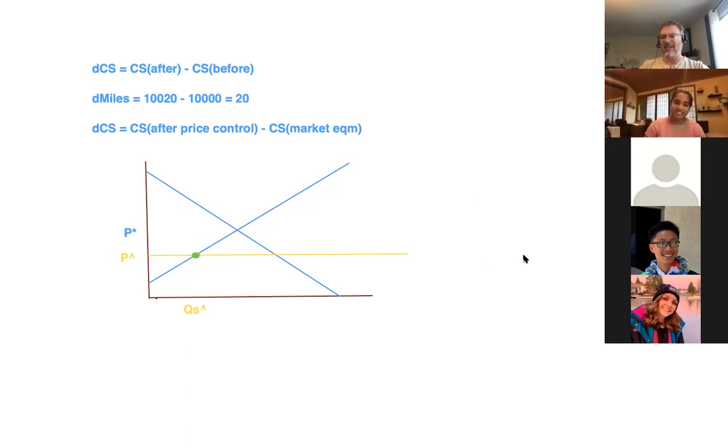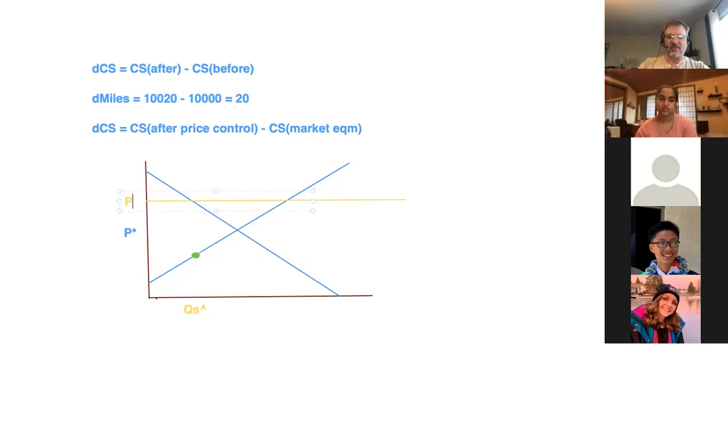I guess the only question I had was, if it was a price floor that was binding, like in this situation, you would only find the area that's like, well, check this out. We just go boom. There's a binding price floor, right?